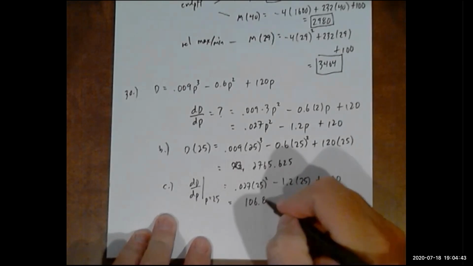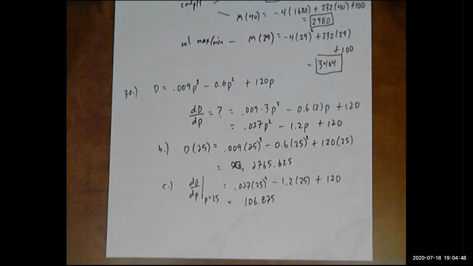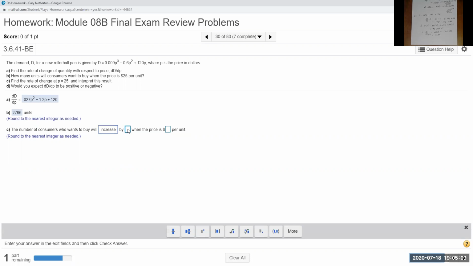Since it's a positive number, when the price is 25, the demand is still going up. That's probably a good sign for the company, if I did the math correctly. The number of consumers who want to buy will increase by, rounding to the nearest integer, 107, when the price is 25.